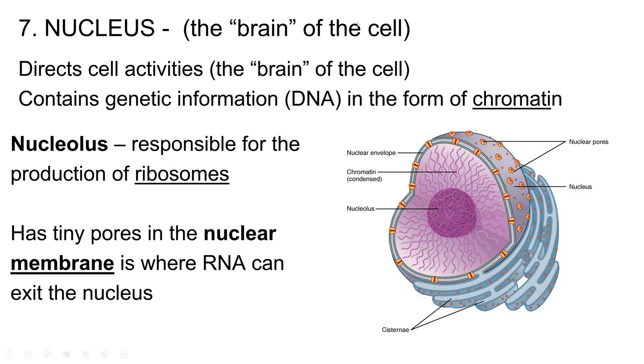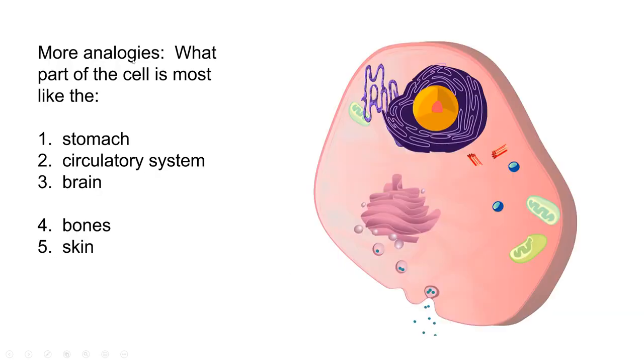So then you have the nucleus, the brain of the cell, which directs genetic activities and keeps the DNA in the form of chromatin. The whole point of the nucleus and the DNA is to make proteins to function in the body. The nucleolus makes some ribosomes, and the nuclear envelope has pores so that mRNA can leave through the pores and create proteins. More analogies: what part of the cell is most like the stomach, circulatory system, brain, bone, skin? Y'all answer that on your own.